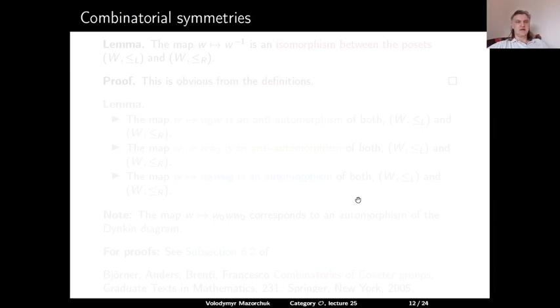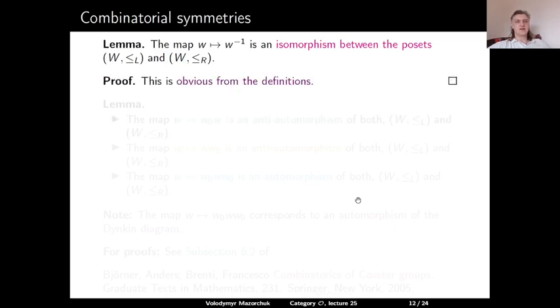Let us now discuss some combinatorial symmetries of the cell combinatorics. Lemma: the map W to W inverse is an isomorphism between the posets of W with respect to the left order and W with respect to the right order. This follows directly from the definitions and the involution on the Hecke algebra, which maps H_W to H_{W inverse}.